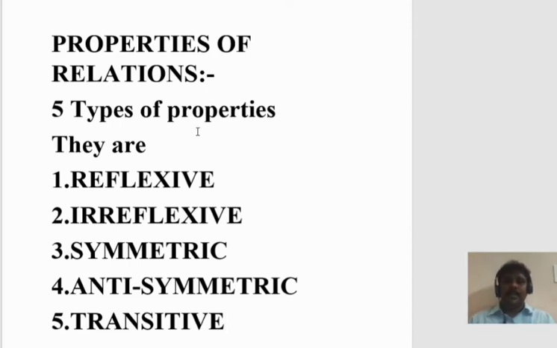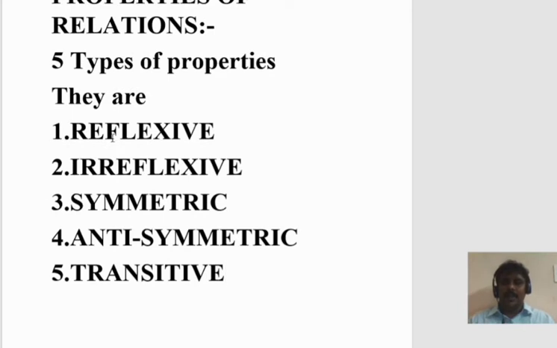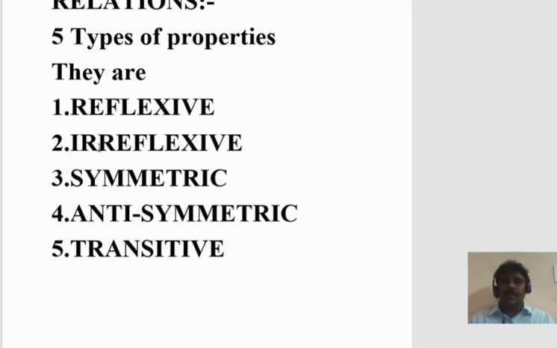So these are the 5 types of properties of relations. Number one is reflexive property. Number two is irreflexive property. Number three is symmetric property. Number four is anti-symmetric property. And number five is transitive.